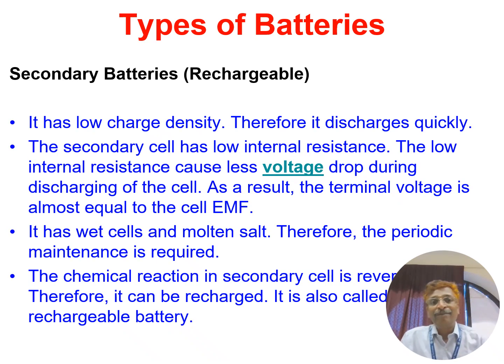Now let us move to the secondary batteries. It is a rechargeable one. It has low charge density, therefore it discharges quickly. This secondary cell has low internal resistance, therefore it causes less voltage drop during discharging of the cell. As a result, the terminal voltage is almost equal to the cell EMF. It has a wet cell and molten salt, therefore periodic maintenance is required. The chemical reaction in a secondary cell is reversible, therefore it can be recharged. Therefore, it is also called a rechargeable battery.